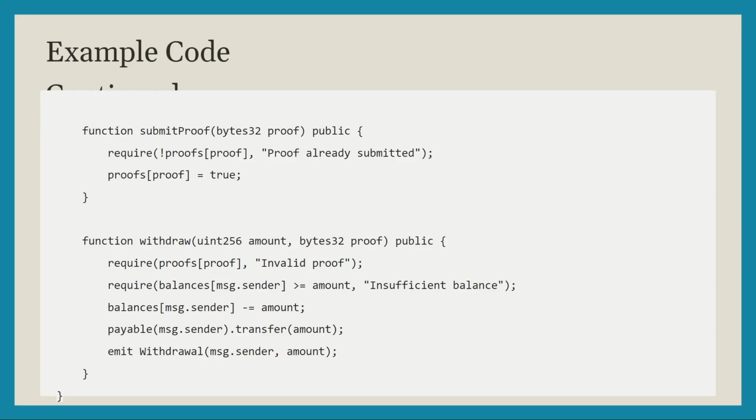So, in summary, the SimpleZKRollup contract allows users to deposit and withdraw ether. It maintains a balance for each user and tracks submitted proofs. Users can only withdraw ether if they provide a valid proof, enhancing the security and integrity of the withdrawal process. Events are emitted for deposits and withdrawals for transparency and tracking.